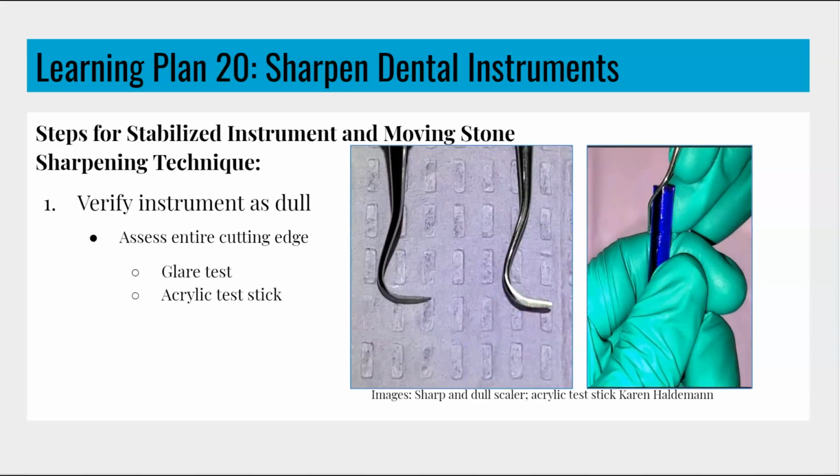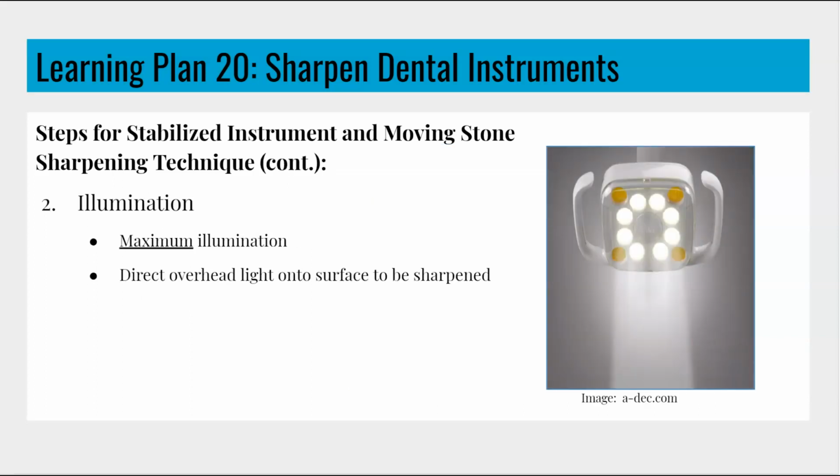The steps of the stabilized instrument and moving stone sharpening technique begin with verification that the instrument is dull. The glare test and acrylic test stick are used to assess instrument sharpness or dullness of the entire cutting edge. Adjust overhead light for maximum illumination of the instrument face and the cutting edges.